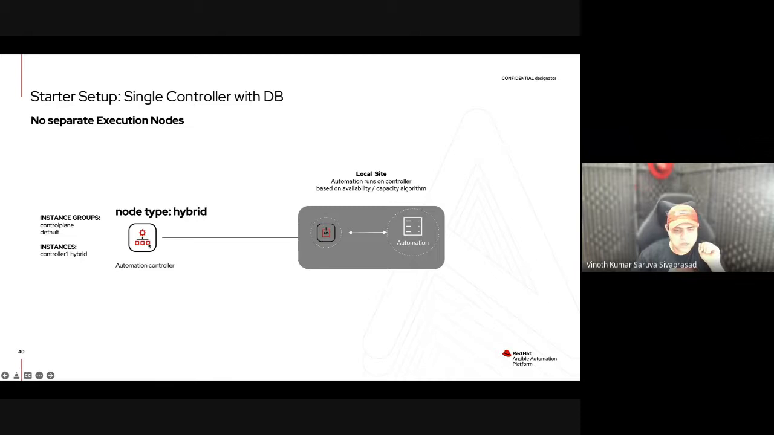We can have one single controller with a DB, where the controller itself is a hybrid node, so it can run the execution. So no separate execution nodes. Very simple, like a single all-in-one. The controller acts as a controller plus the execution node. This is a simple setup for learning, for demos and things like that. If you want, you can use this.